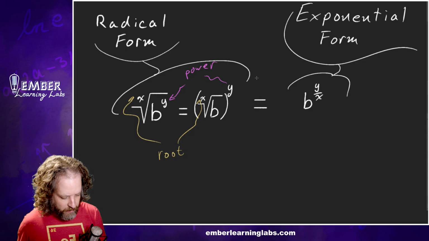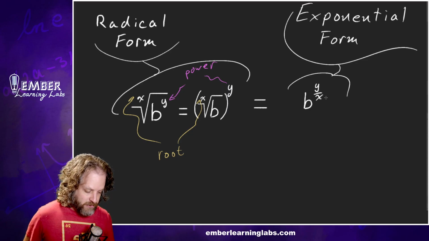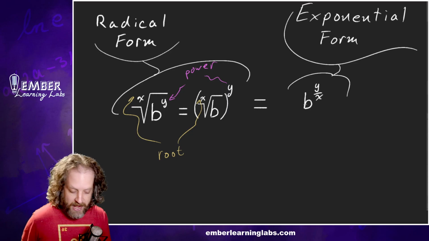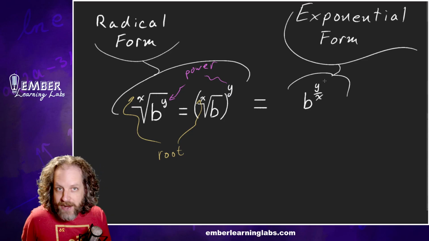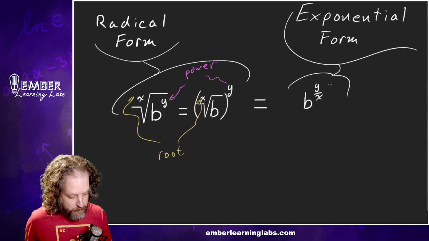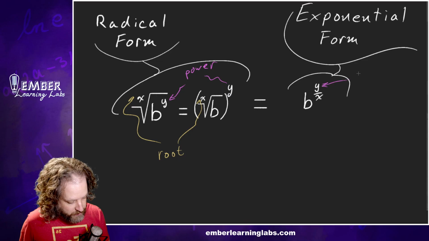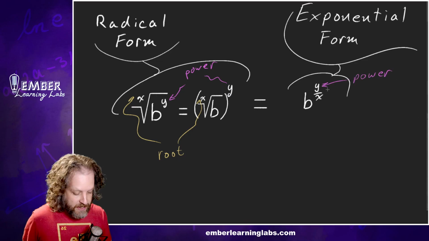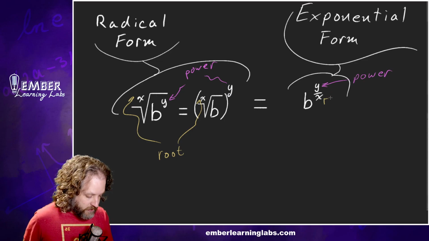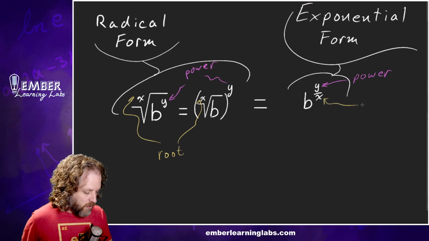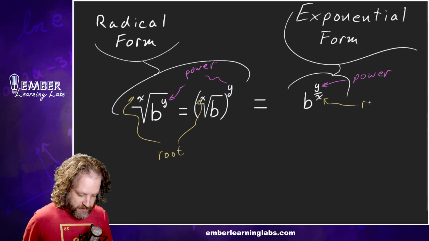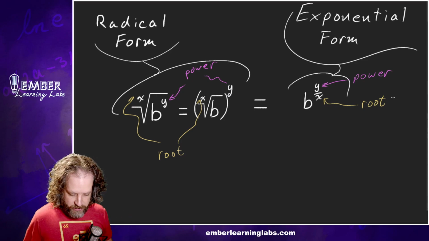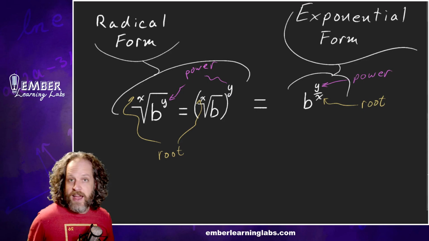In order to convert radical form into exponential form, we keep the base the same, and we raise it to a fraction power, a rational exponent. The power goes in the numerator. See how they match? Easy peasy. And then the root, whatever it is, 2 if it's a square root, or 3 if it's a cube root, etc., goes in the denominator. Let's do some examples just converting between the two to show you how easy it is.